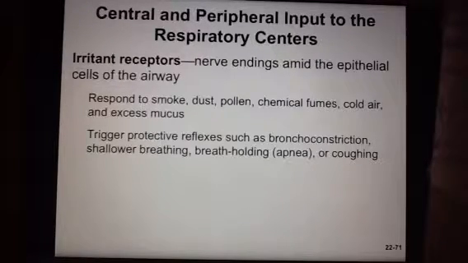And then the fourth one is irritant receptors. Those are nerve endings that are along the epithelial cells of the airway. And these are responding to things that are coming in from the outside world. So smoke, dust, pollen, fumes, cold air, and extra mucus that's building up in the airway. So they're triggering other reflexes: shallower breathing, holding your breath, or coughing.